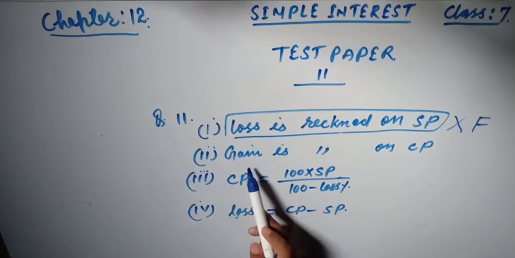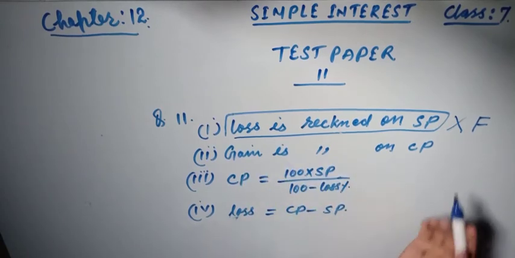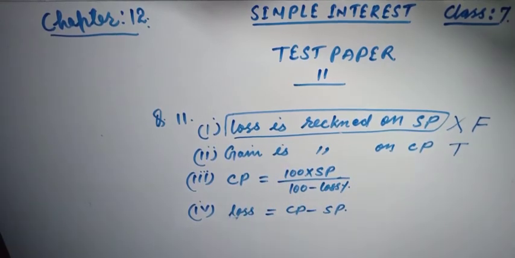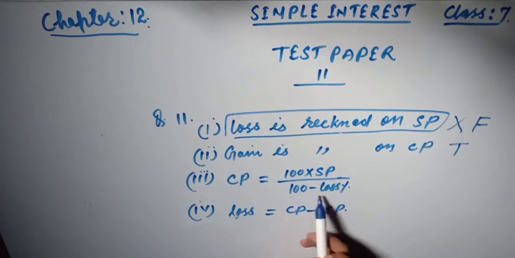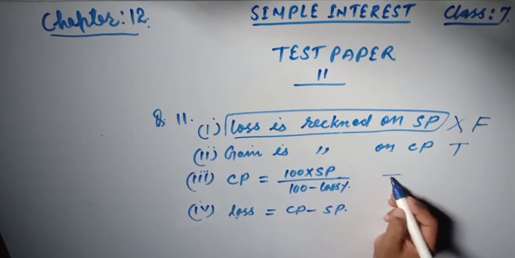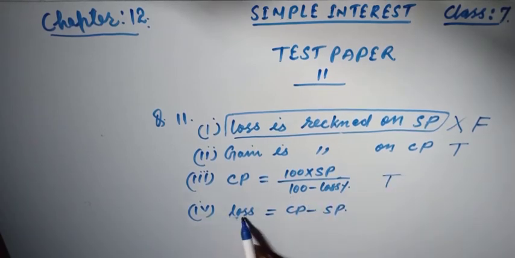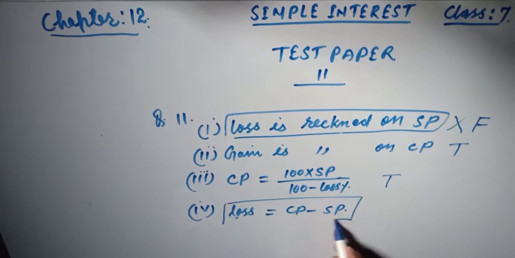Now see the next one, friends, gain is reckoned on CP. Yes, correct, because gain depends upon CP. Now third, friends, CP is equal to 100 multiplied by SP divided by 100 minus loss percent. Yes, this is the correct formula, so this is true, friends. Now here loss is equal to CP minus SP. Remember friends, this is the formula and you all know about that. So this is also true. So this was the question, friends. So now move ahead, friends.